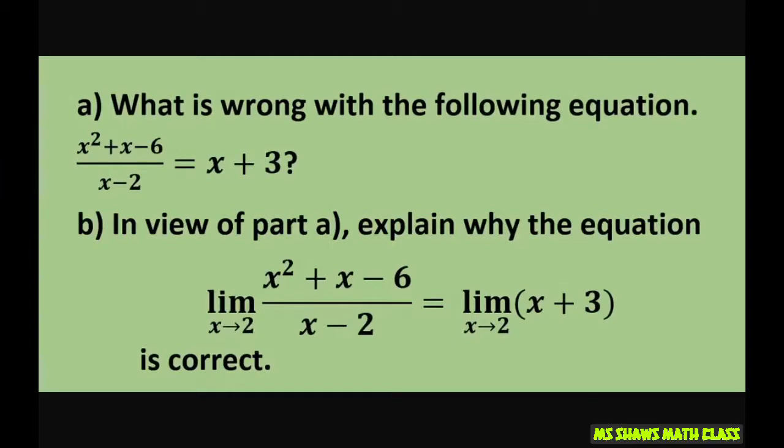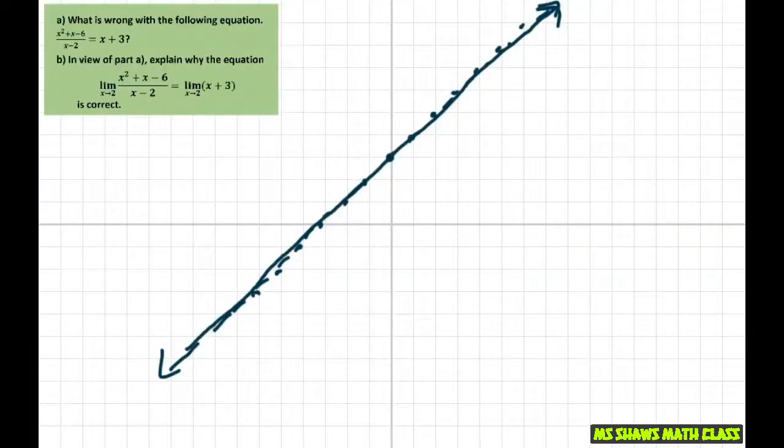Everyone. We're going to look at what is wrong with the following equation, and in view of Part A, explain why this equation is correct. So basically, the reason that it's wrong is because the left-hand side of the equation is not defined for x equals 2. Now I'm going to go ahead and factor this, and what's happening is when you factor, you're going to get x minus 2 times x plus 3 divided by x minus 2.